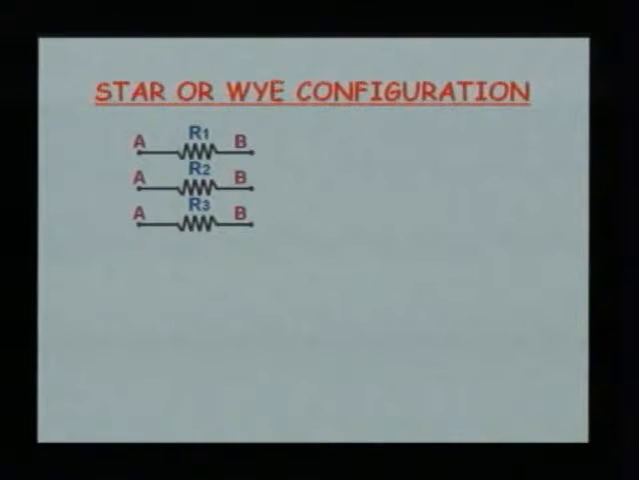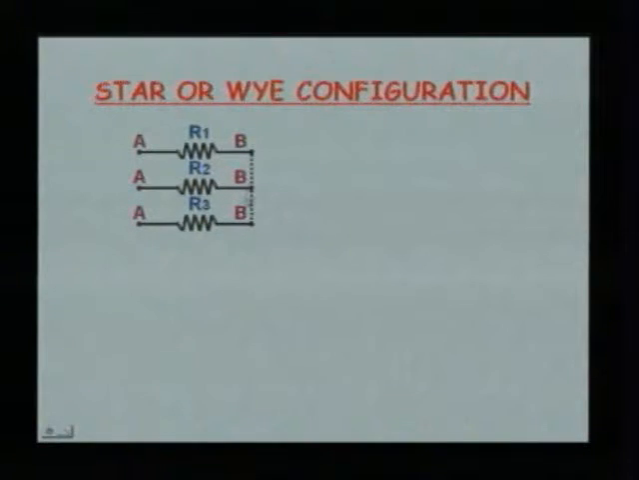Let us look into a star connection, star or Y configuration. A star connection is one in which similar ends of 3 elements are connected to a common point. Let us consider the 3 elements to be R1, R2 and R3, with terminals A and B. Now, as we have said, the similar ends must be connected, that is, either we can connect all the A ends or we can connect all the B ends. Now, let us make the connection.